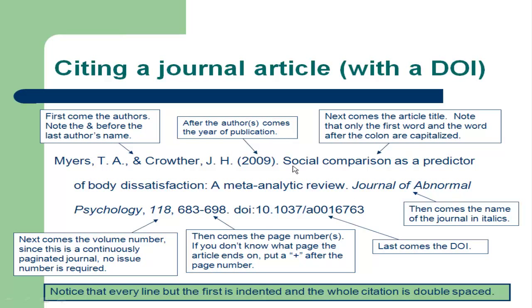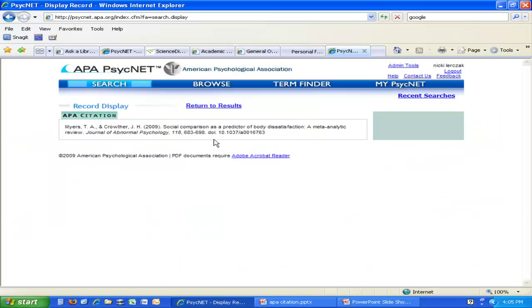The title was capitalized correctly. PsycINFO is the only database I know that will give you an otherwise flawless APA citation. None of the others, as of yet, do so.